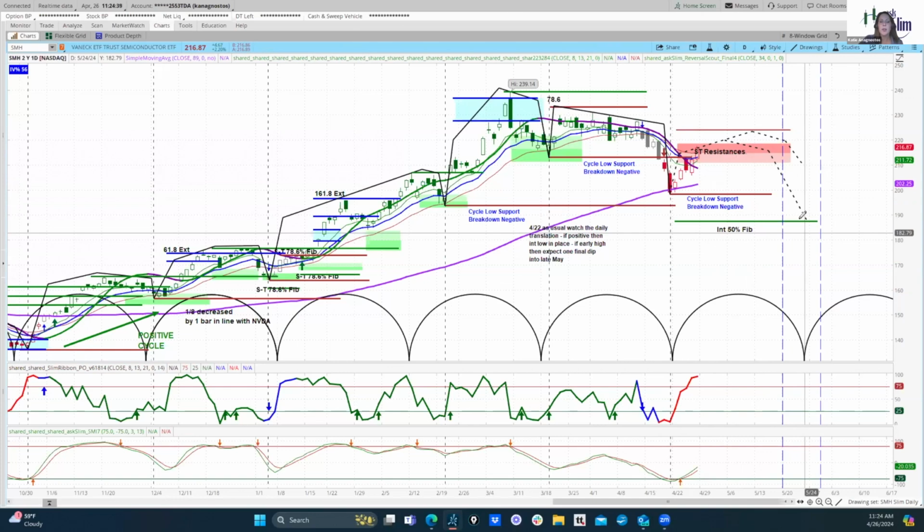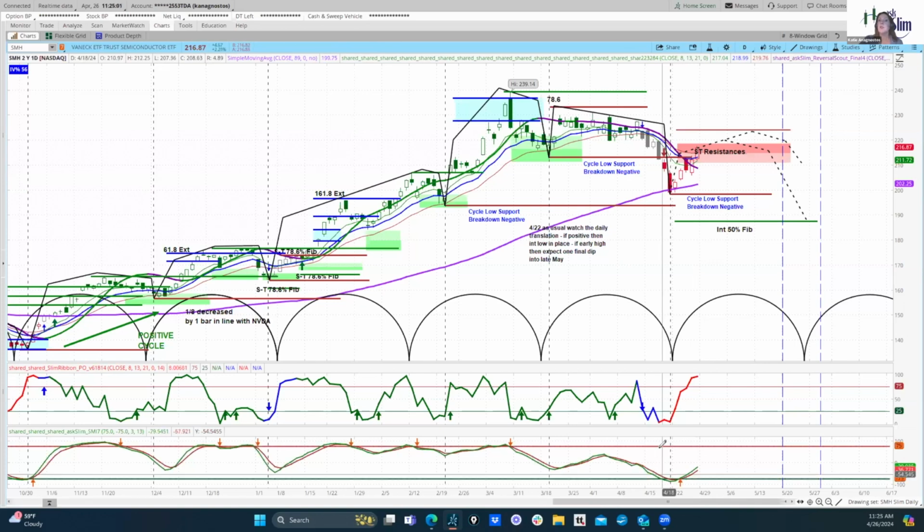Now, on our daily charts, we show momentum with the reversal scout, just like on the weekly chart. And we also use the slim ribbon that colors the candles red, green, or gray, depending on the momentum conditions. Note that the reversal scout and the slim ribbon are both still negative, so we want to see momentum turn positive in this time frame as well.